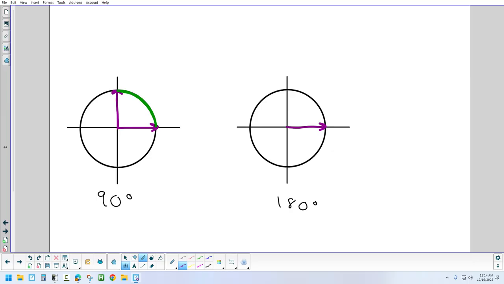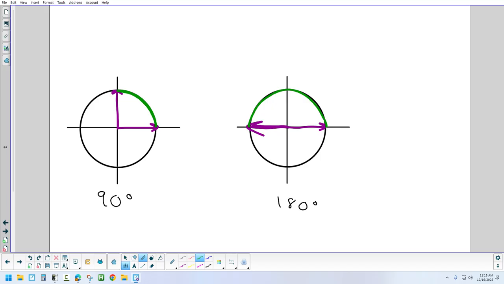Yeah, Luke? Do you know? So it would point. Can you give me a specific way it would point? On the x-axis, going to the left. Yeah, going to the left. So it would be on the negative part of the x-axis. Okay. So there's a 180-degree angle, and the arc would look something like that.